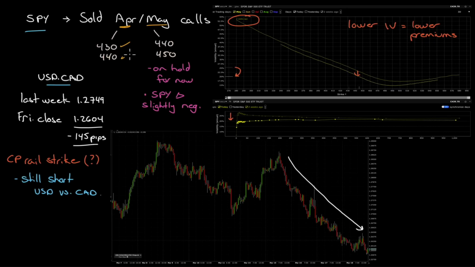I sold April 430s and 440s, and I sold May 440s and 450s. And by the end of the week, I was not negative on these because of the significant drop in implied volatility over the week. I am on hold for now. I did not expect the run-up on Thursday.